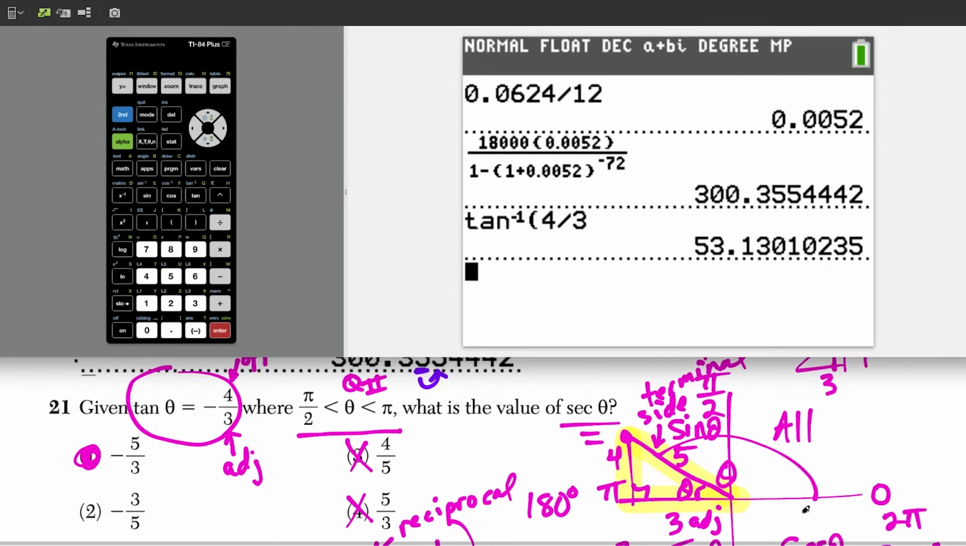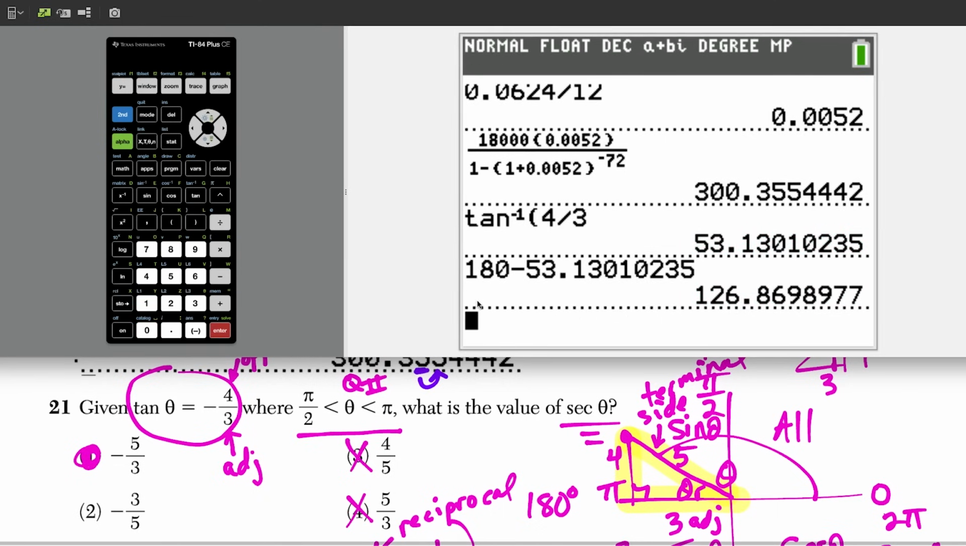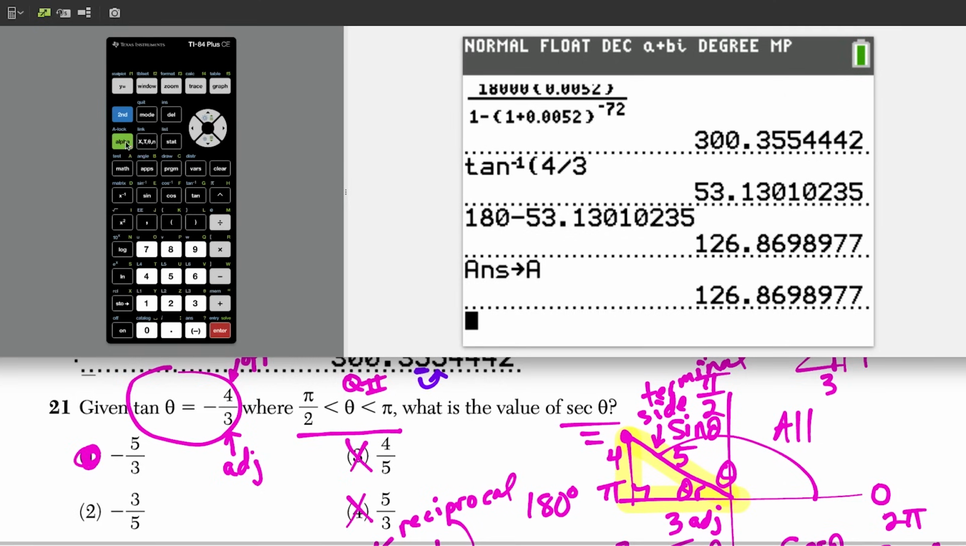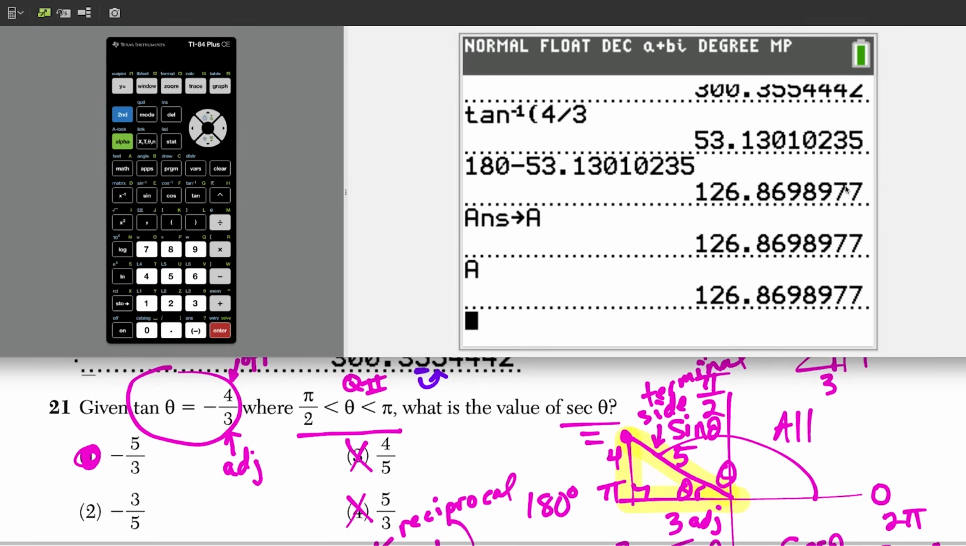So if I want to find the quadrant 2 angle, I just do 180 minus this reference angle. So 180 minus this. And this tells us the actual angle here is this value here. And I'm going to press store. I'm going to store this as the letter A. So I'm going to press alpha math. And now anytime I write the letter A, that's just going to give us the angle that we found.